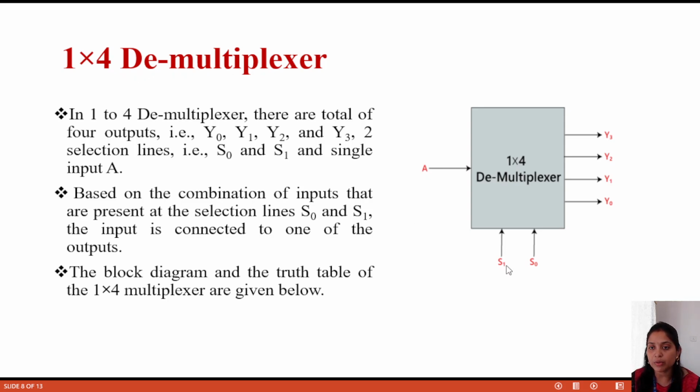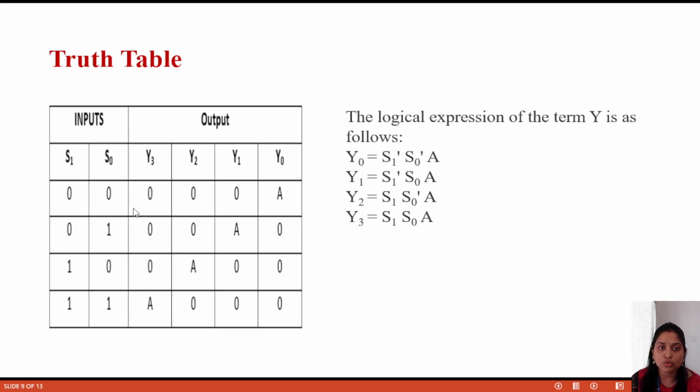Now coming to 1:4 De-MUX. Here there are two select inputs. As there are two select inputs or control inputs, 2 to the power 2, that means 4 outputs, Y0, Y1, Y2, Y3, and there is a single data input, that means A. This is the 1:4 De-MUX block diagram, and S1 and S0 are the control inputs or select inputs. S1 is the MSB and S0 is the LSB. This is the truth table. S1, S0, 2 bits, so 4 combinations: 00, 01, 10, 11.